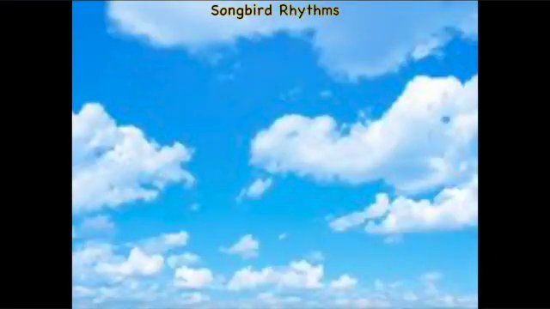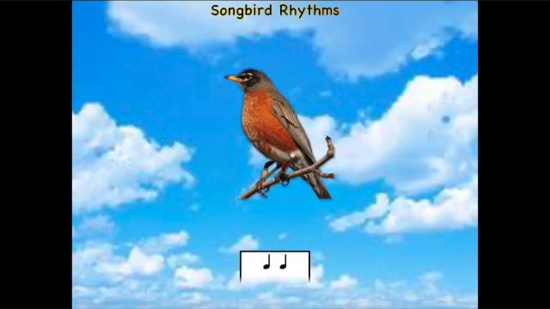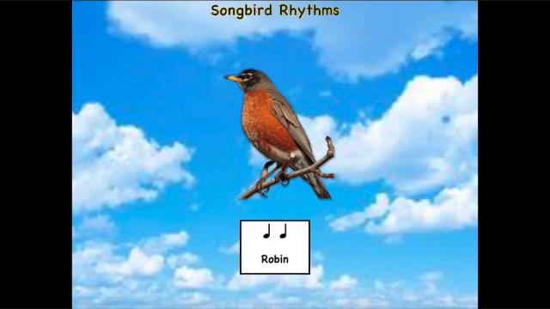Okay, it's time to meet our birds that we're going to use for our patterns today. I tried to pick birds that I see around my house pretty frequently, and I hope you'll recognize some of these birds too and even know their names. So as we meet them, let's figure out their name and how to clap and say the pattern of their name. This one is a robin. Try that. Yeah, how many syllables does robin have? Just two. And so we've got two quarter notes. Robin, robin, robin. Okay, fly away robin.